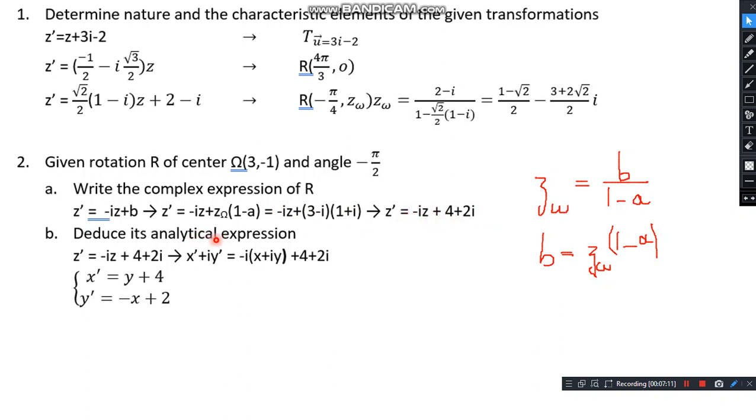I want to write it in analytical form, so you need to say x prime plus iy prime equals minus i times (x plus iy) plus 4 plus 2i. You equate real to real and imaginary to imaginary.